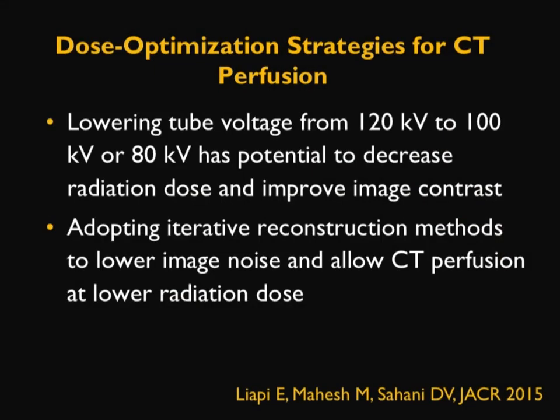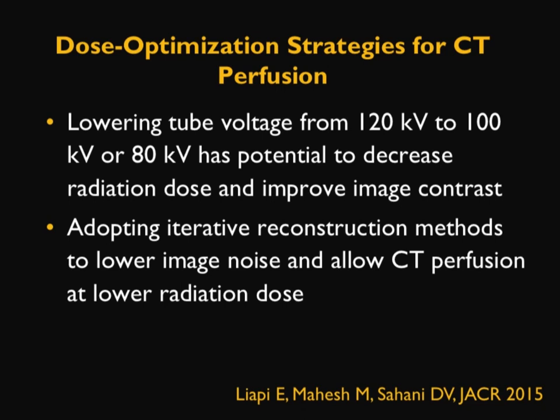So, what is the best optimization method? Again, CT perfusion, when done properly, has a lot of utilization. Hence, optimizing the protocol is key, and the optimization is best done with teamwork of the radiologist, physicist, and technologist. One of the dose optimization strategies is that CT perfusion should not be done at a high tube voltage. In fact, lowering the tube voltage from 120 to 100 or to 80 kV has the potential to decrease radiation dose and also improve image contrast.